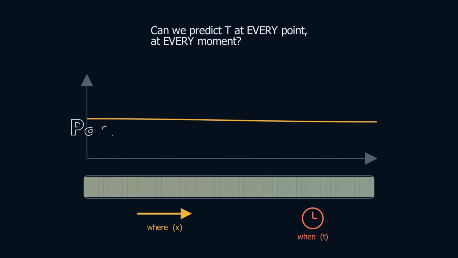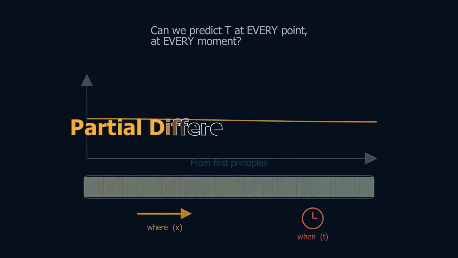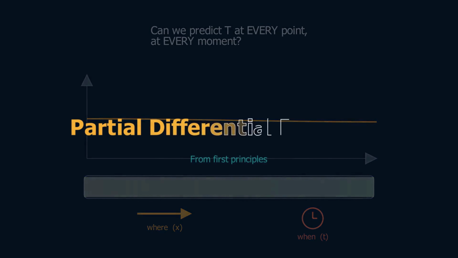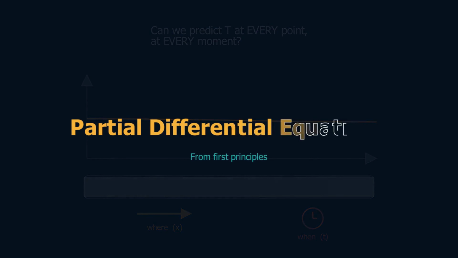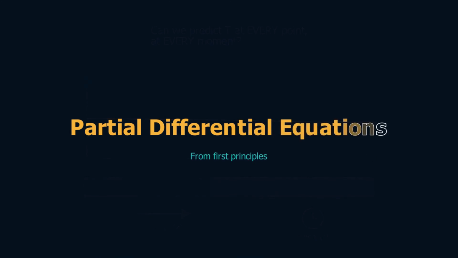The tool we need is called a partial differential equation. By the end of this video, you'll know what that means, how to read one like a sentence, and two fundamentally different ways to solve one. Let's begin. Let's start with something familiar.